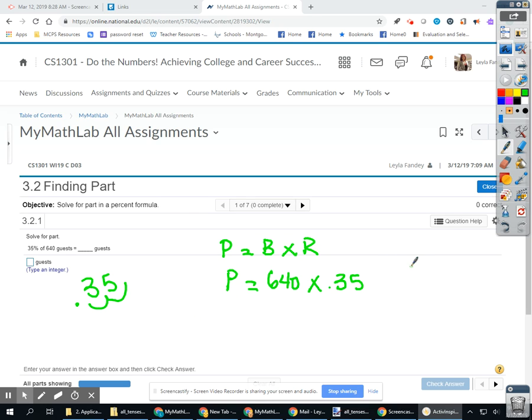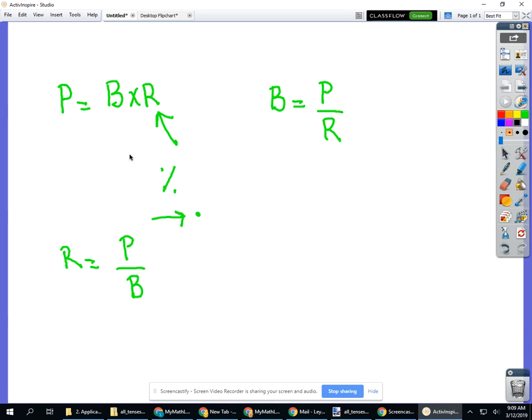So basically, you're working with the same formula over and over again. Just decide what it is you're looking for. If you're looking for part, you multiply base times rate. If you're looking for base, you divide part by rate. If you're looking for rate, you divide part by base. And you know that the rate is whatever is given to you as the percentage. That's how you know that is not the part.